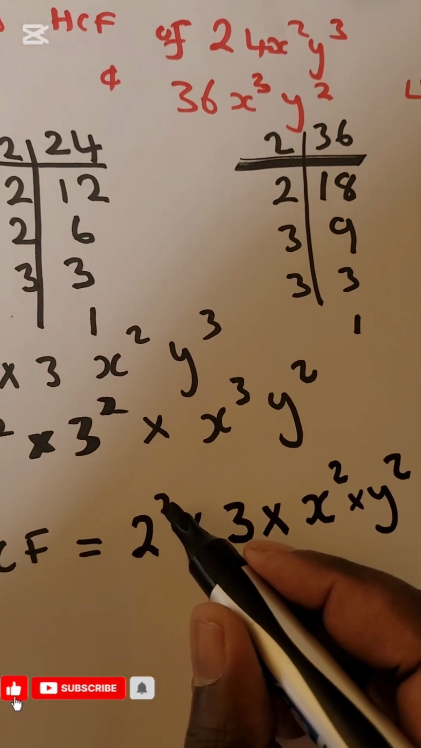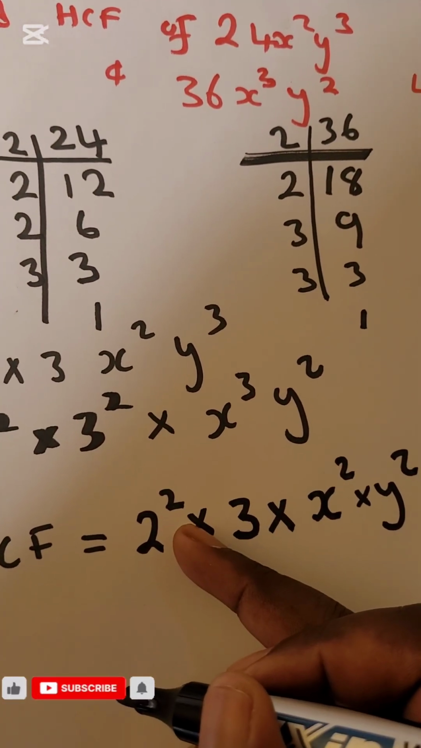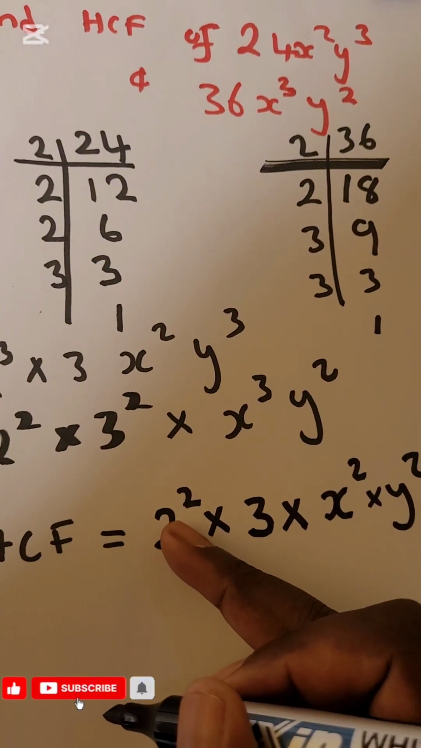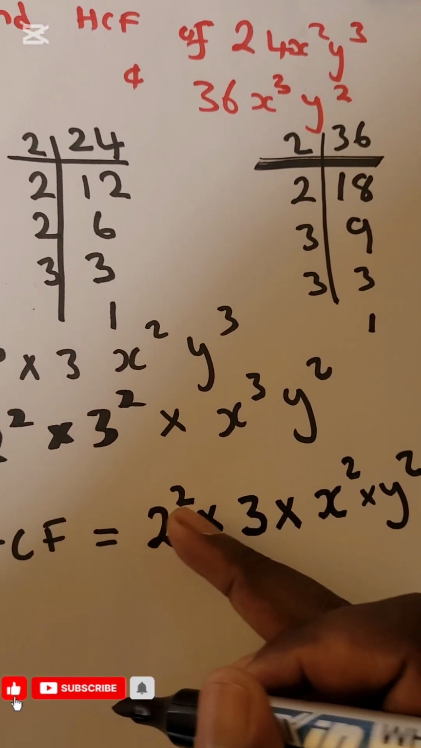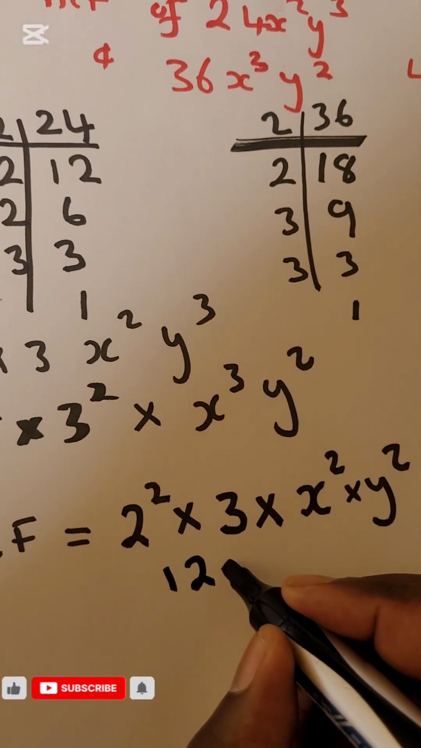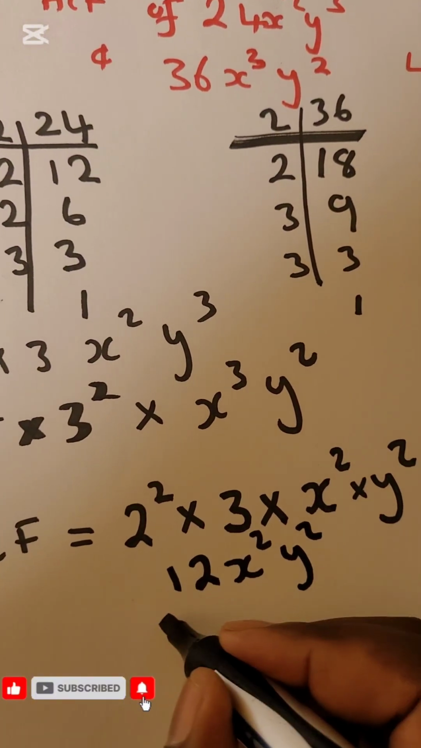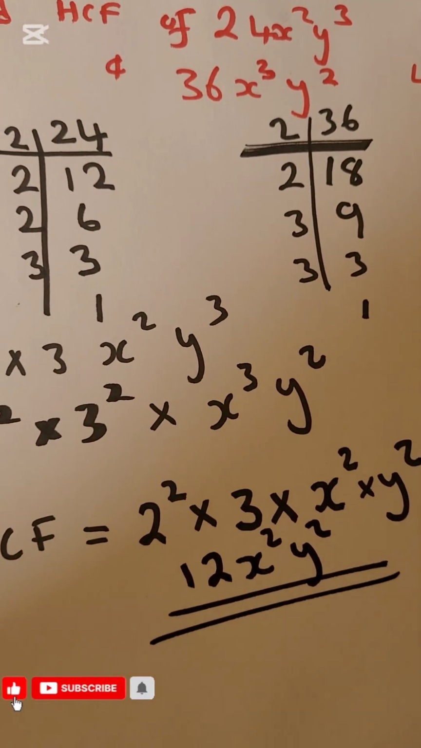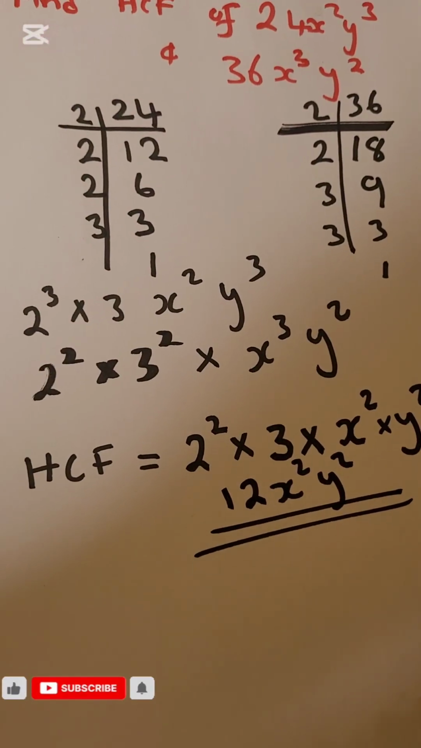So 2 to the power of 2, we get 4. 4 times 3, we get 12. So 12x squared y squared is our highest common factor.